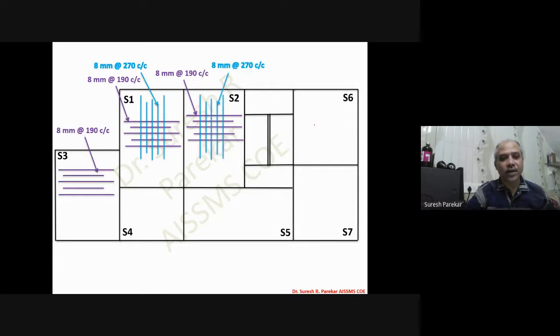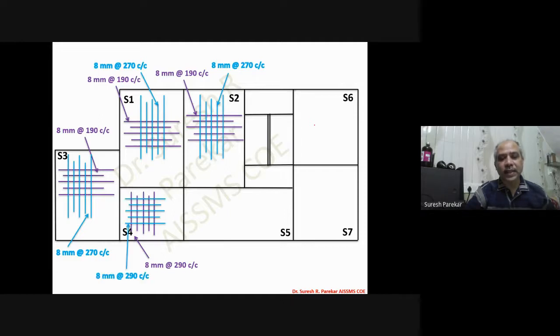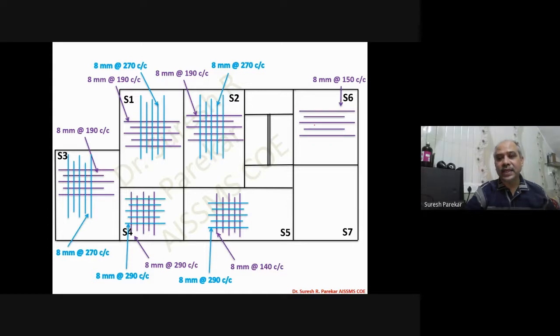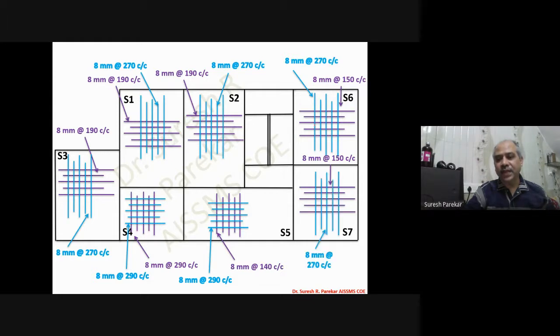Then if we go for S3, then 190, then 270. Then for S4, 290, 290. Then for S5, 8 at 140, and then 8 at 290. And then for S6, 8 at 150, then 8 at 270, then 8 at 150, and then 8 at 270. Likewise, I have shown all the reinforcement along the short span and along the long span. This color shows along the short span, and this color shows along the long span. So likewise, we have provided this as span reinforcement.